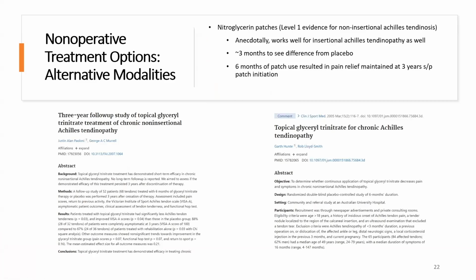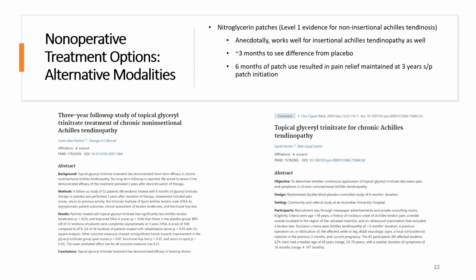If we do physical therapy and it just does not seem to be getting better, the next step is to move on to a medication called nitroglycerin. This medication comes in a patch form. Some of you may have already heard of it. It's typically used for chest pain for patients with heart problems. What we've found is that there's very good level 1 evidence to support its use for non-insertional Achilles tendonitis. I have found, though, anecdotally, that it seems to work very well for the insertional type of Achilles tendonitis as well.